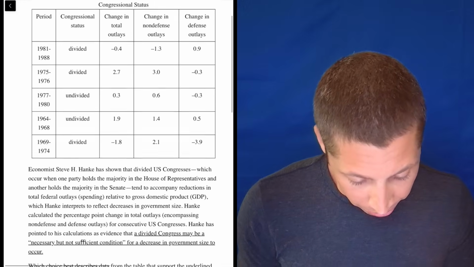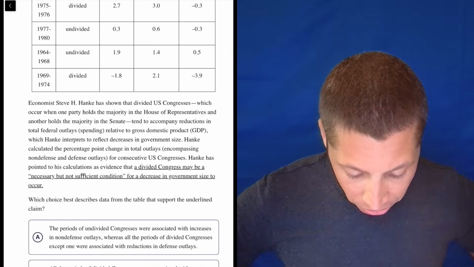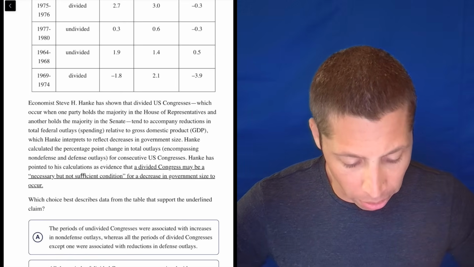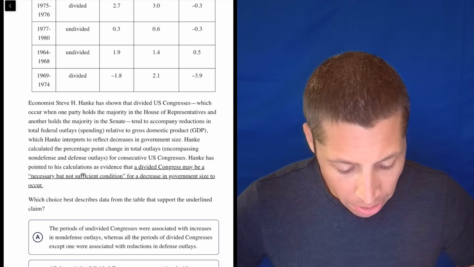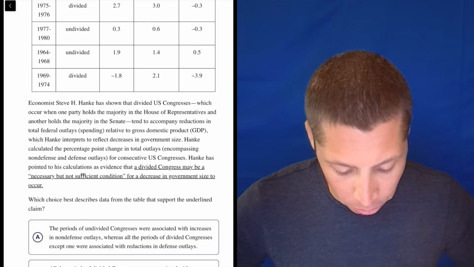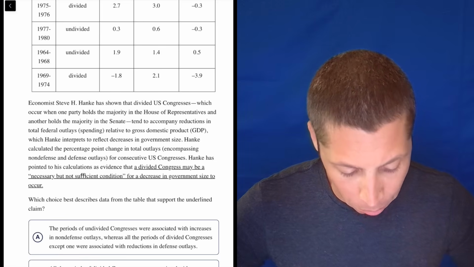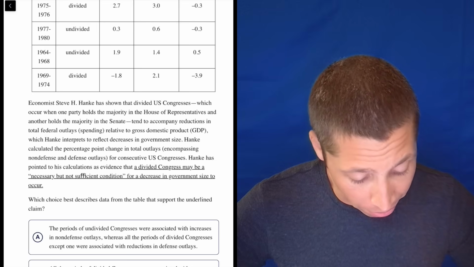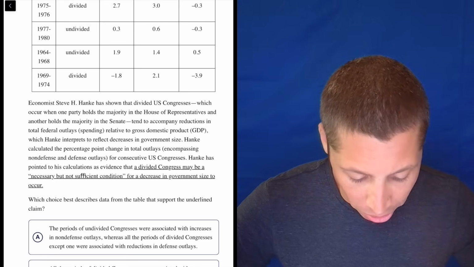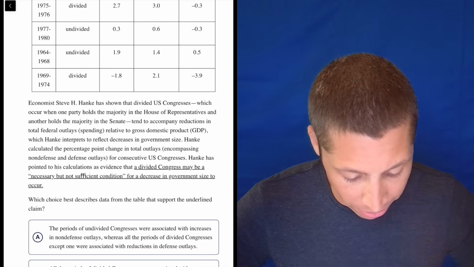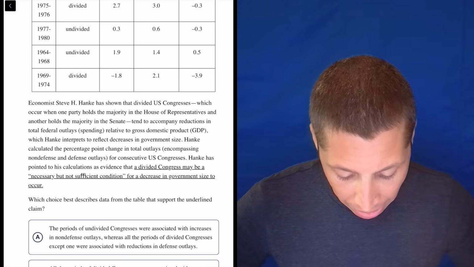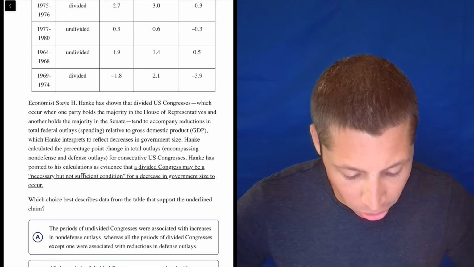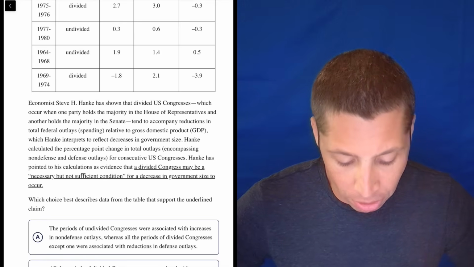This is the something about Congress. I don't know. Economist Steve Hank has shown that divided U.S. Congresses, which occur when one party holds the majority in the House of Representatives and another holds the majority in the Senate, tend to accompany reductions in total federal outlays spending relative to gross domestic product, which Hank interprets to reflect decreases in government size. Okay. Hank calculated the percentage point change in total outlays encompassing non-defense and defense outlays for consecutive U.S. Congresses. Hank has pointed to his calculations as evidence that a divided Congress may be a necessary but not sufficient condition for a decrease in government size to occur.